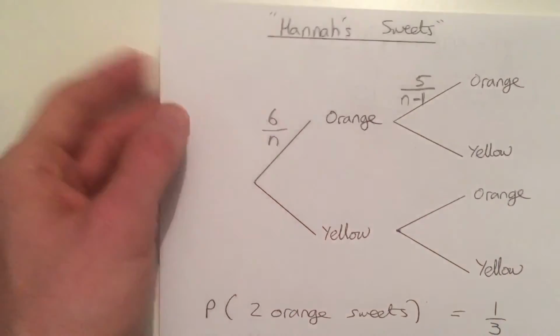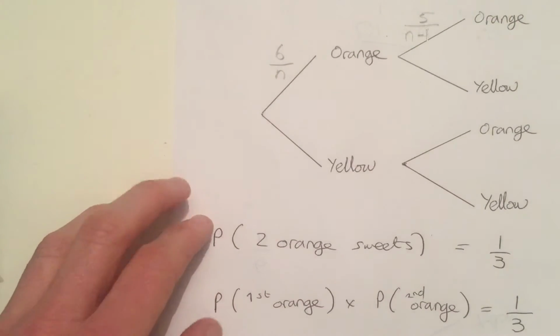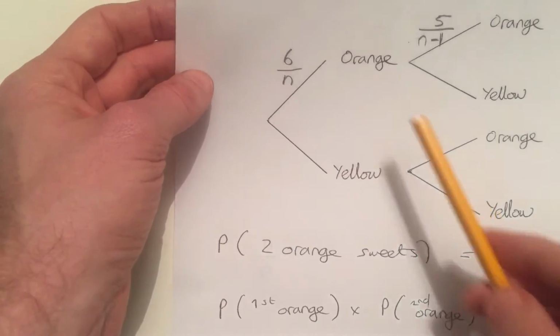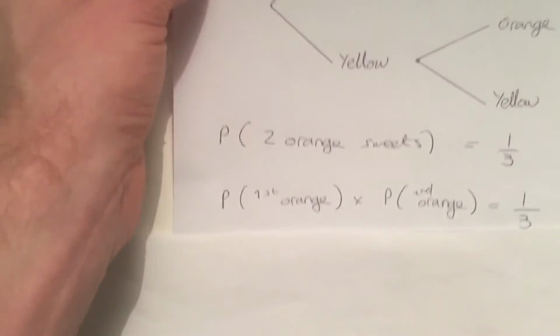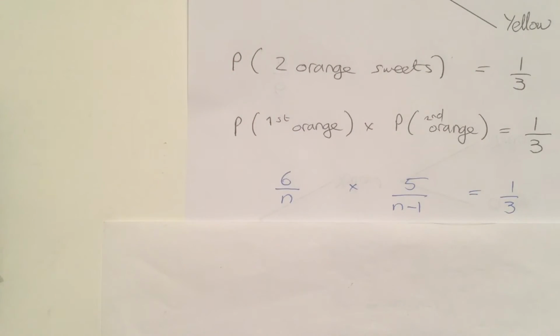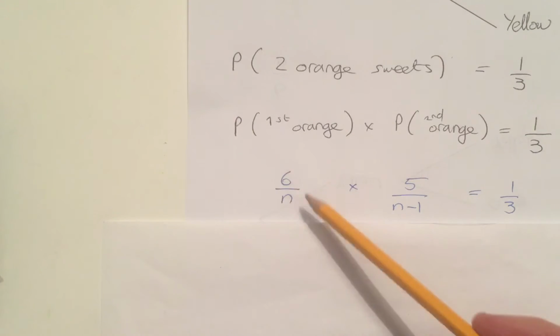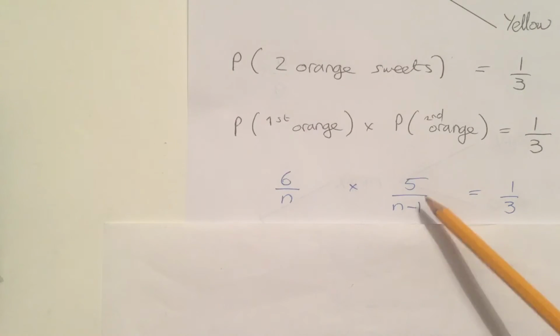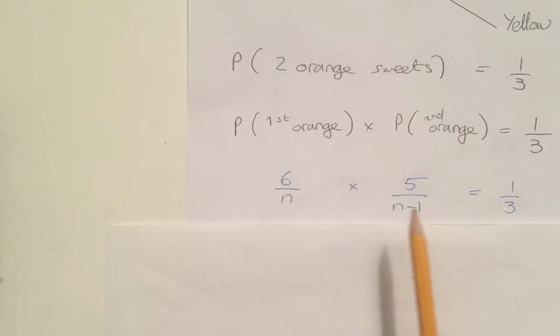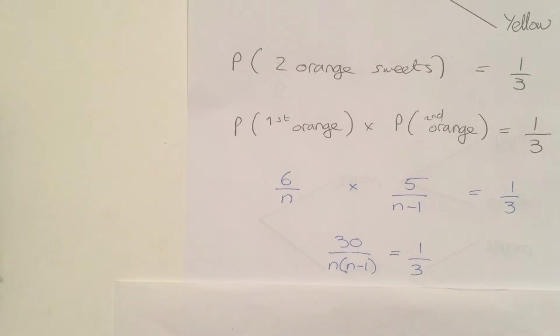So the probability of the first sweet is 6 over n. The probability of the second sweet being orange is 5 over n minus 1. So if we substitute those into our rule down here, we have this. This is the probability of the first sweet being orange, this is the probability of the second sweet being orange, and when I multiply them together to work out the probability that both of them were orange, I get 1/3. Now we can multiply these fractions together easily by multiplying the numerators and multiplying the denominators to get this.